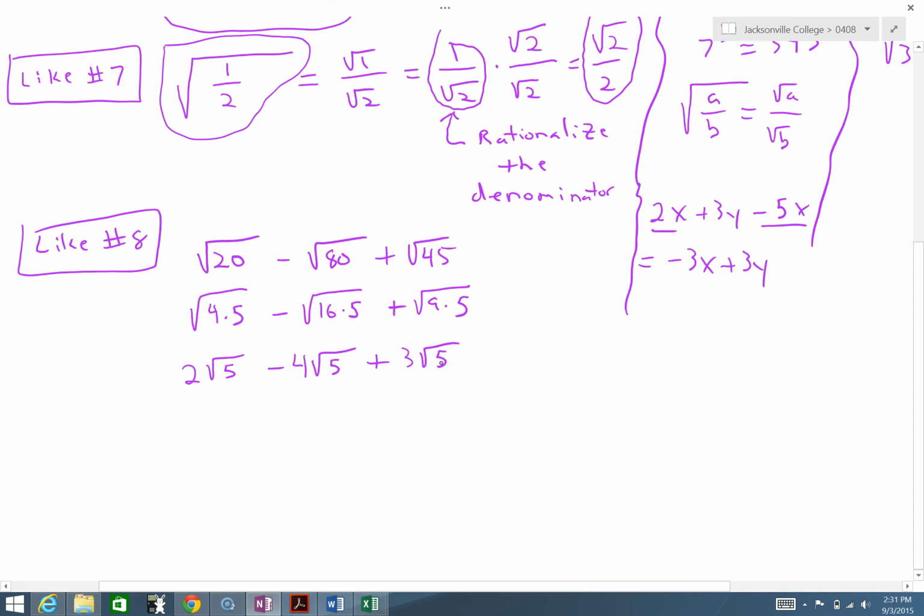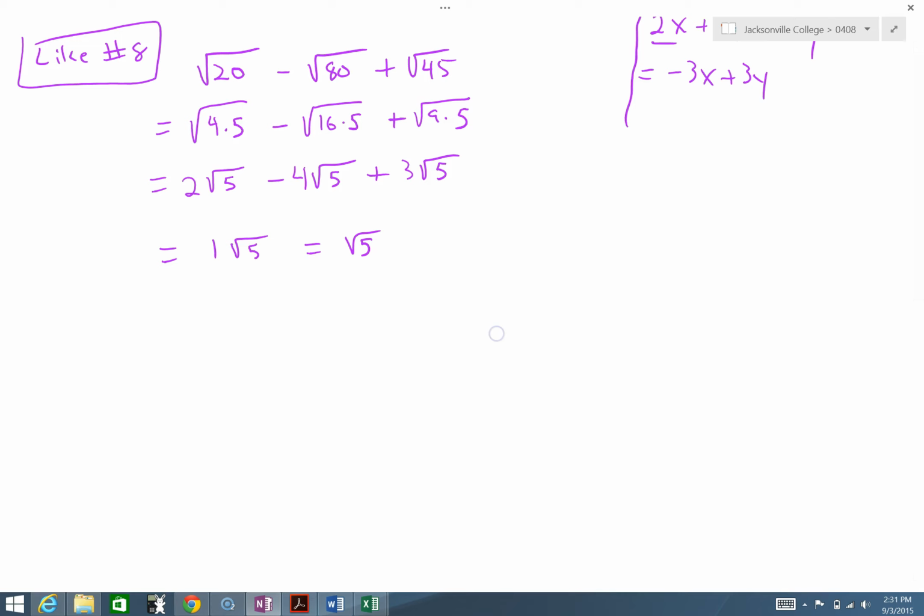Now we can add or subtract these similar radicals. They have the same radicand, this number underneath, so we can combine them. 2 minus 4 is a negative 2, plus 3 is a positive 1. So this is 1 square root of 5. We don't need that 1. I can simply write square root of 5. All right. Now let's look at one like number 9.